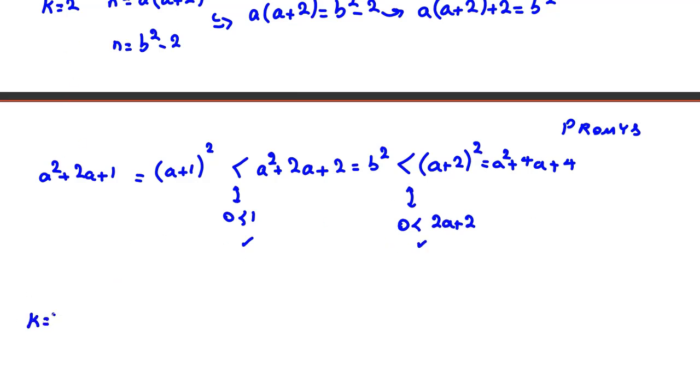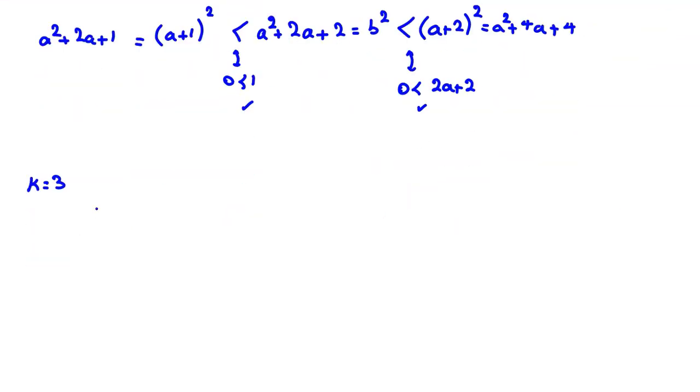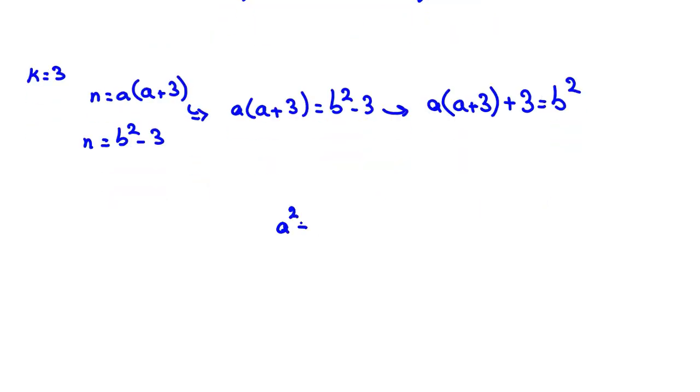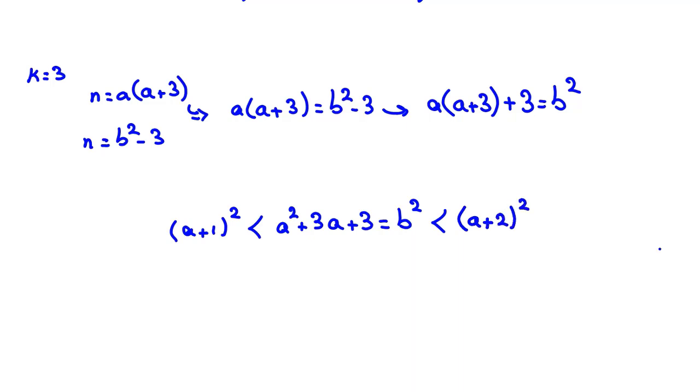So that was k equals 2. Let's check k equals 3. If we check k equals 3, n is a times (a plus 3), and n is b squared minus 3. Again, they are equal, so a times (a plus 3) equals b squared minus 3. If we add 3, a times (a plus 3) plus 3 equals b squared. Now this part, a squared plus 3a plus 3 equals b squared. So you can find again two consecutive perfect squares. As a hint, the first one is (a plus 1) squared, so the next one is easy, because of consecutive perfect squares, (a plus 2) squared.